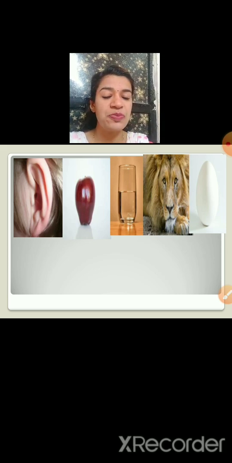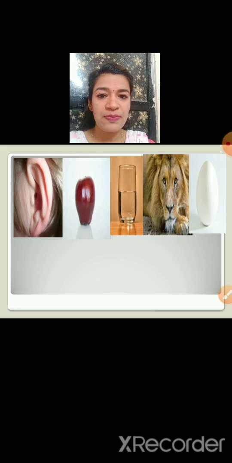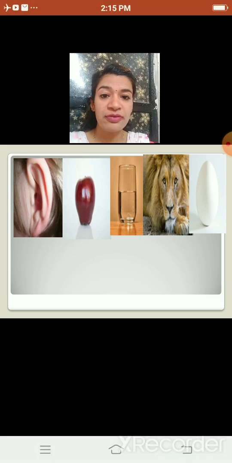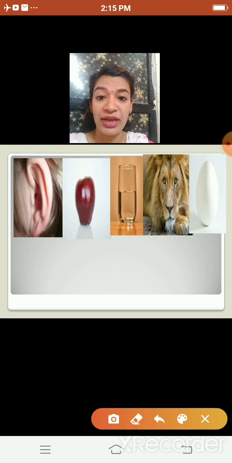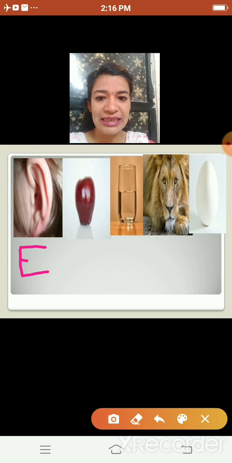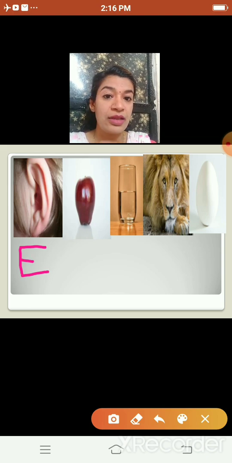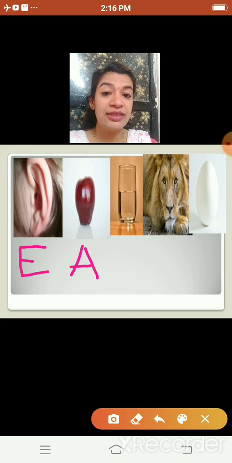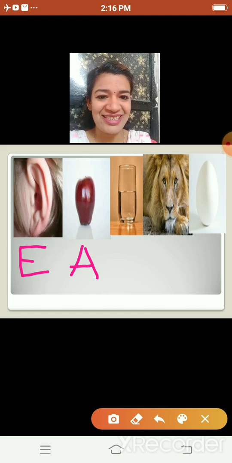Now, which is the first picture? You can see this picture, first one on your left hand side, first picture. This picture is of ear. So, what are you going to write over here? First letter, E. Second one, apple. So A for apple. The third one is very good, glass.